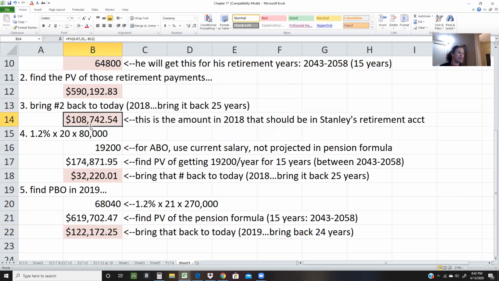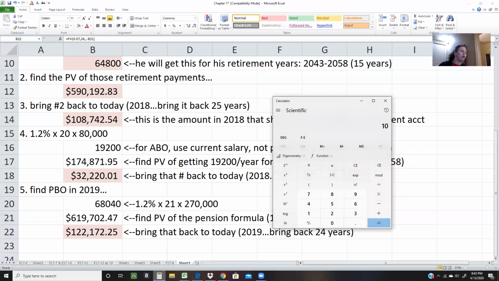So if we were looking at Stanley's actual account, if we were all caught up and we had the right number in there in 2018, that $108,000 would be in an account and it would grow because of interest. So apparently we think that it would grow all by itself, 108,742.54. It would grow by 7% all alone. So if I take it times 1.07, it would grow to 116,354.52 all by itself. So I would need to deposit about $6 grand in there on Stanley's behalf so that it can grow the next year by the right number.